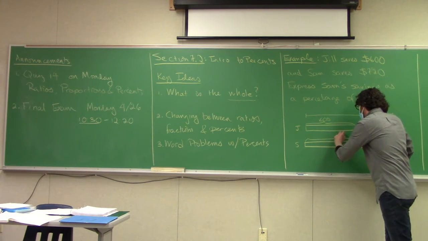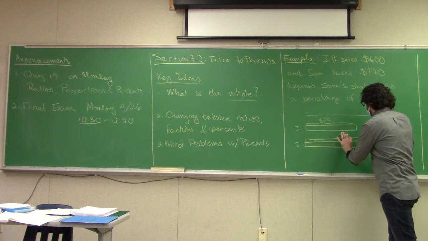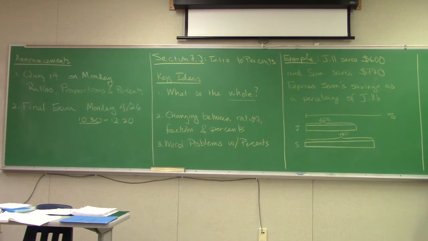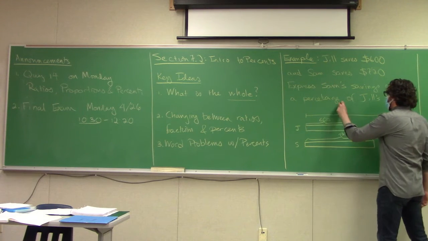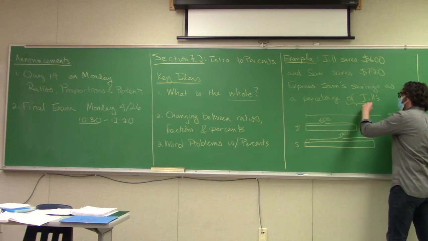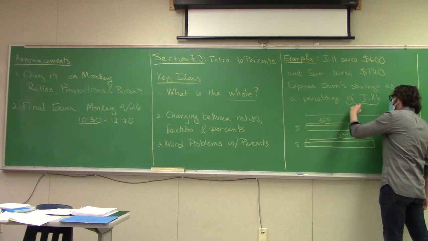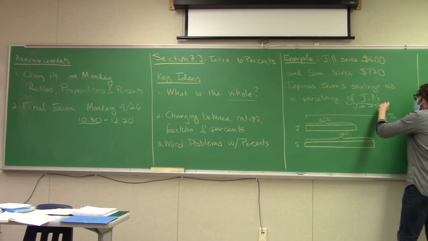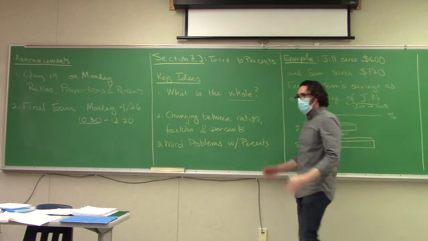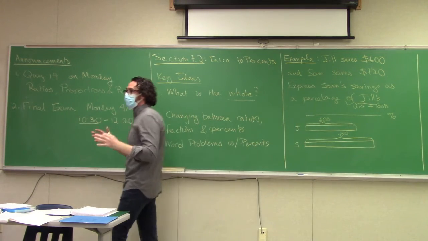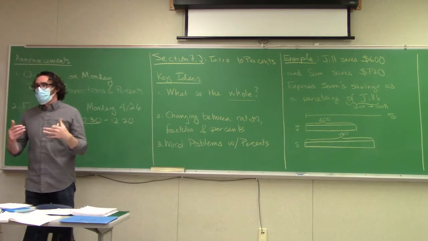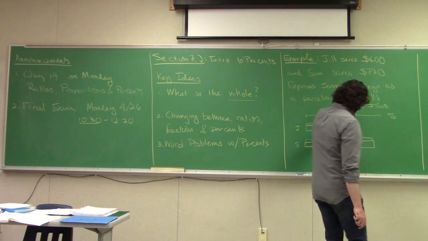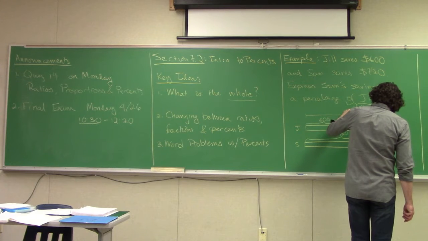Okay, 728. Now, they tell us as a percentage of this. So that is our base unit. The base unit is Jill's salary. So there's my 100% right there.